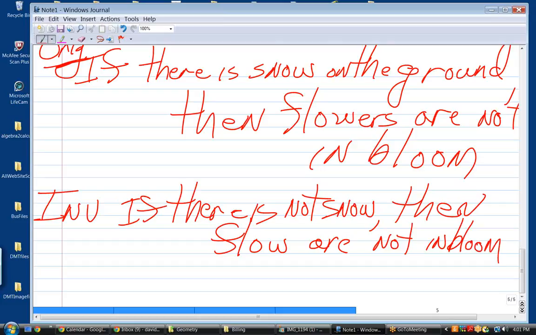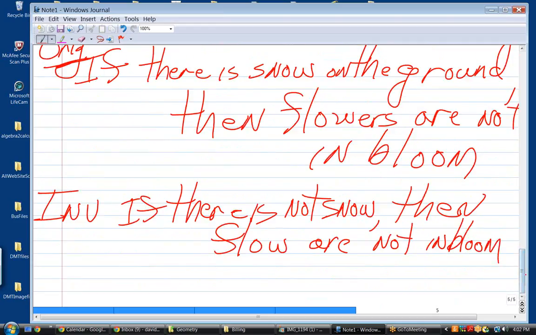Is that a true statement? No. True, because in the middle of December you can have no snow, but there aren't going to be flowers. Well, hold on a second. Let me restate that. If there is not snow, then flowers are not in bloom. Well, that's not true. I gave you a bad example. In the middle of June, there's not going to be snow, but there are going to be flowers in bloom. So the inverse is not always true.